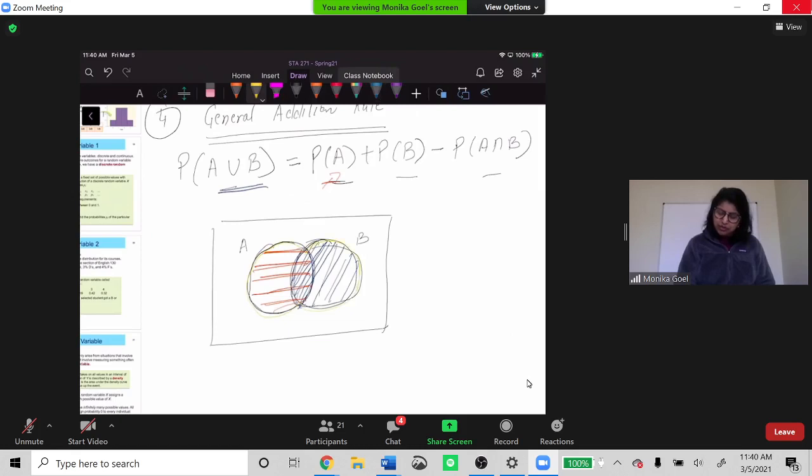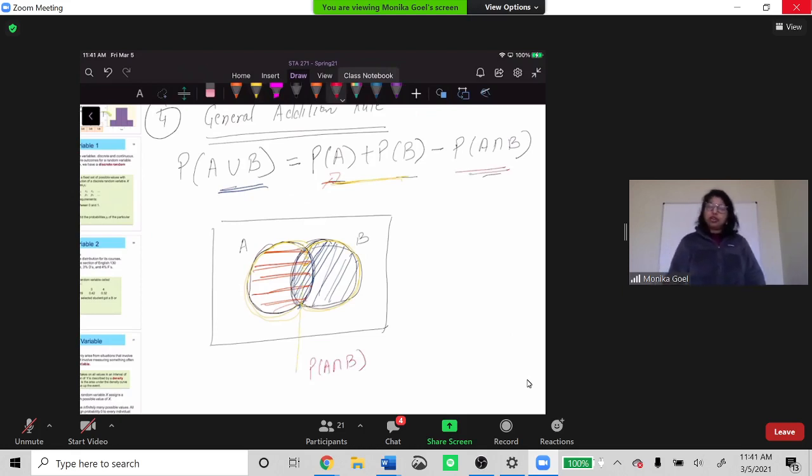So I'm talking about A union B. That means this part is included twice when I'm writing this probability of A and B. So I will subtract one of this part, which is my A intersection B. And that's how it is here.